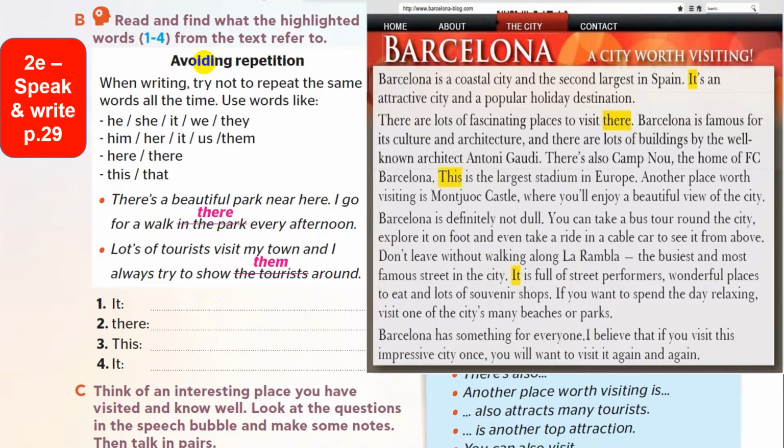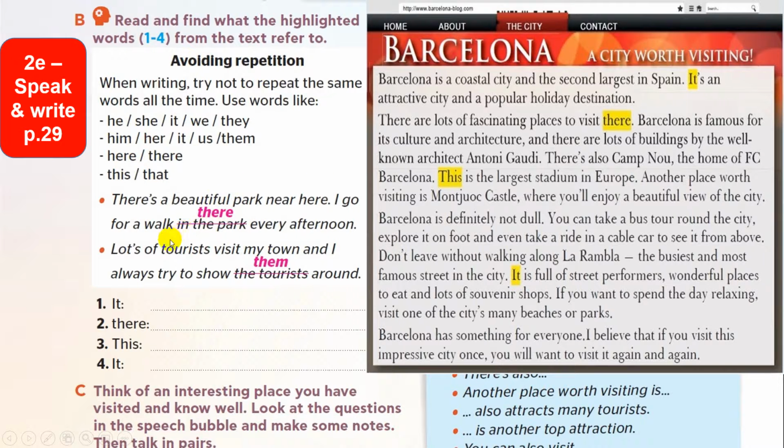Avoiding repetition while you are rewriting, okay? When writing, try not to repeat the same words all the time. Use words like he, she, it, we, and they instead of mentioning the noun every time. I can use him, her, it, us, them. I can use her, their, this, and that, okay? Have a look at this example. There's a beautiful park near here. I go for a walk in the park every afternoon. So, I can make it shorter like this and give the same meaning. I can say I go for a walk there every afternoon.